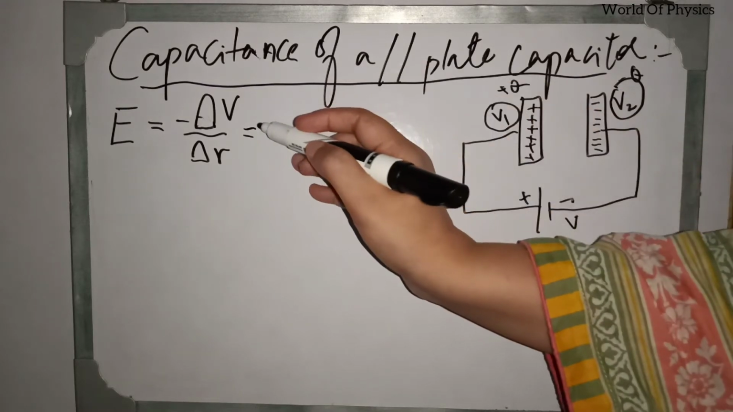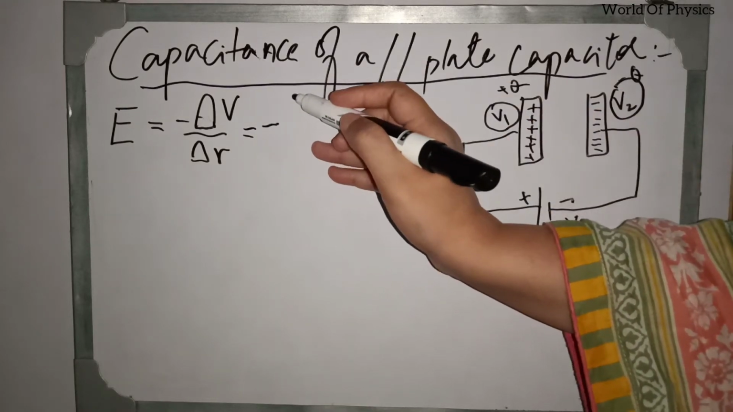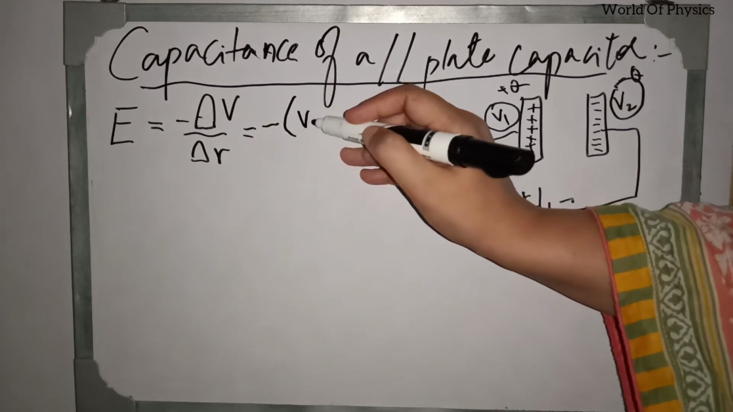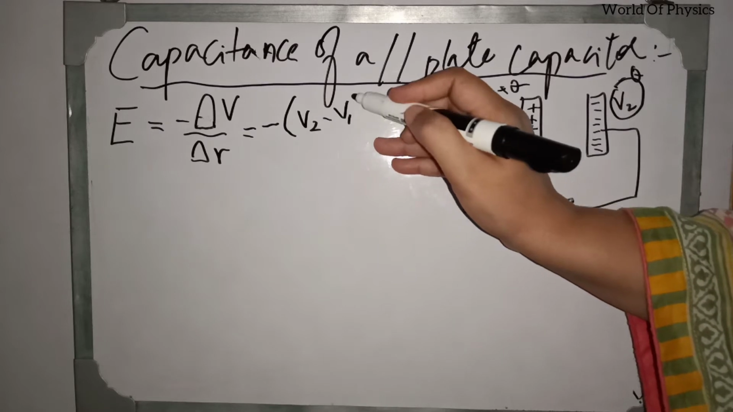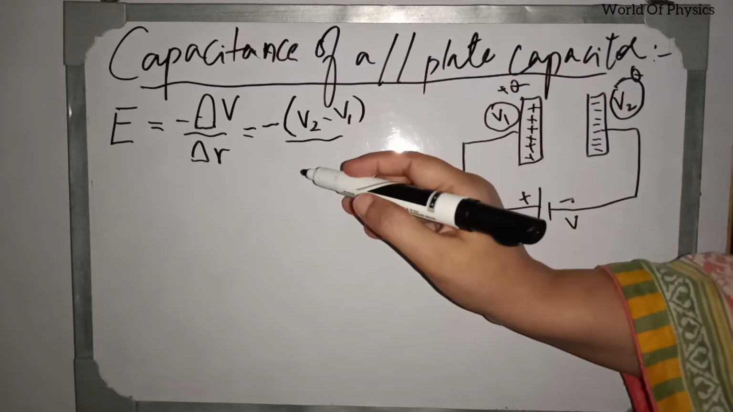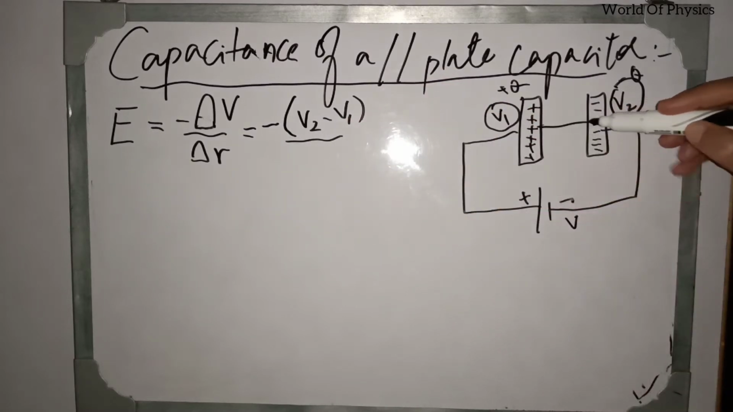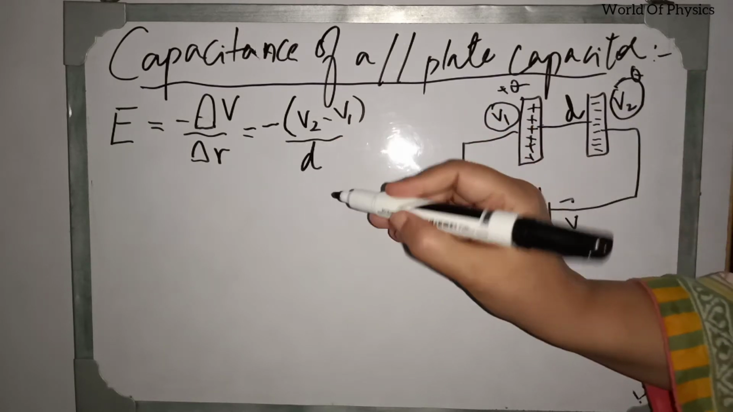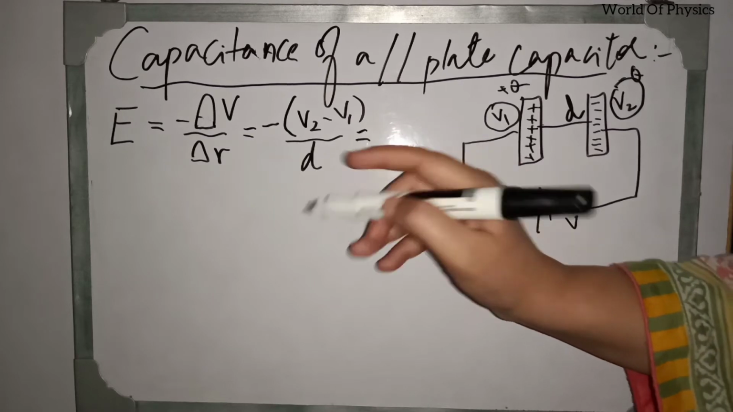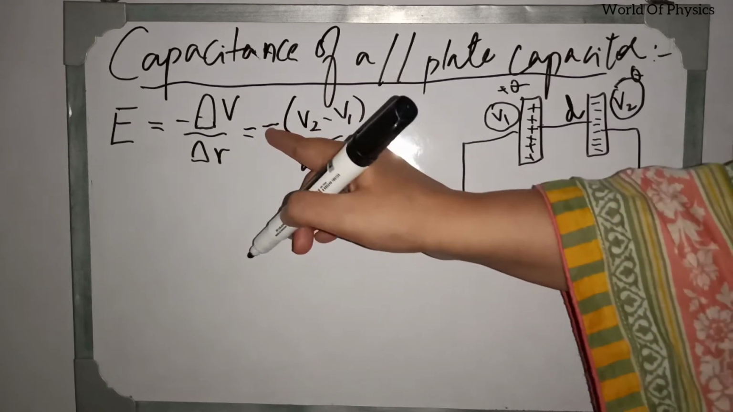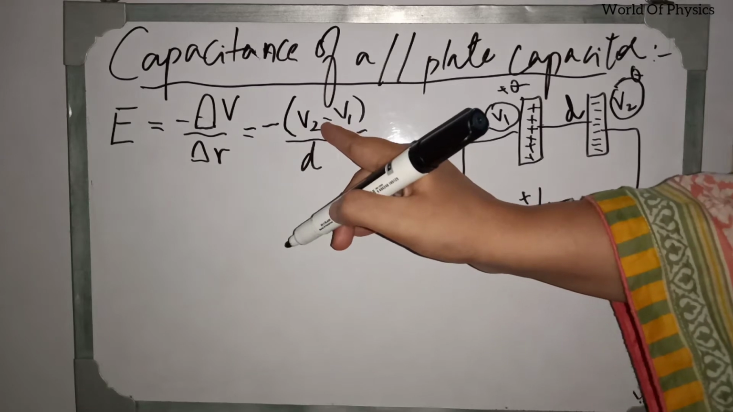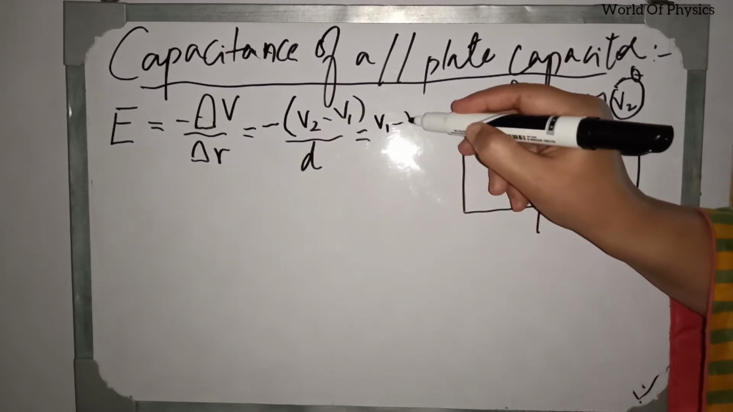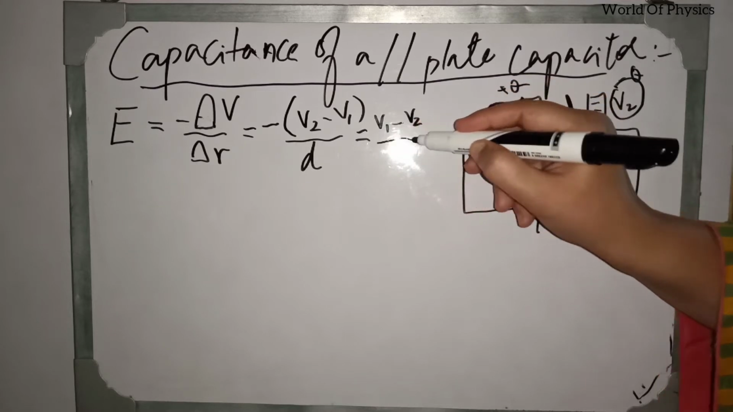Now come to the change in potential. Take this negative sign and then change in potential, delta V. Delta V is equal to V2 minus V1, divided by delta R. Delta R is equal to D, because D is the separation between two plates. So V2 minus V1 divided by D. Now to remove this negative sign, we will multiply this negative sign with the signs inside the bracket and we will get V1 minus V2 divided by D.